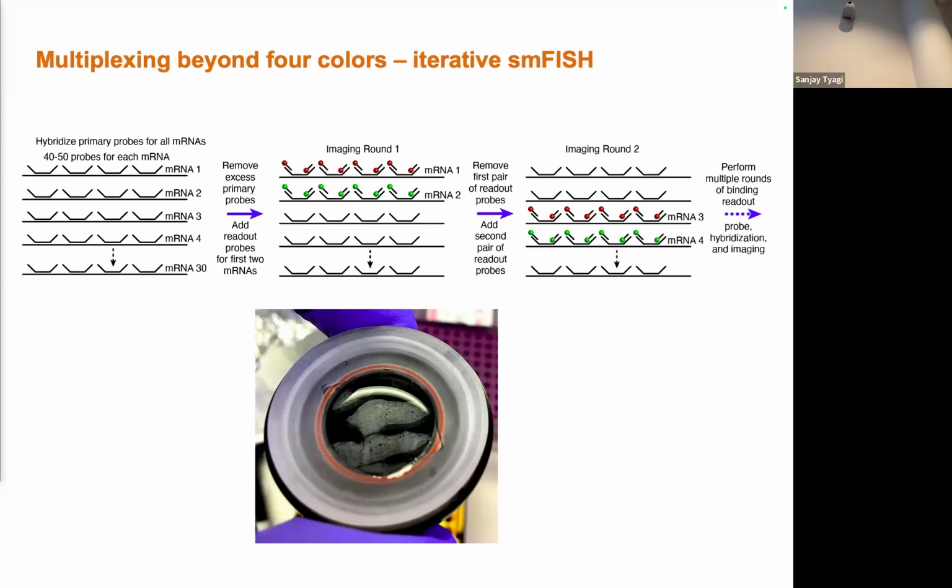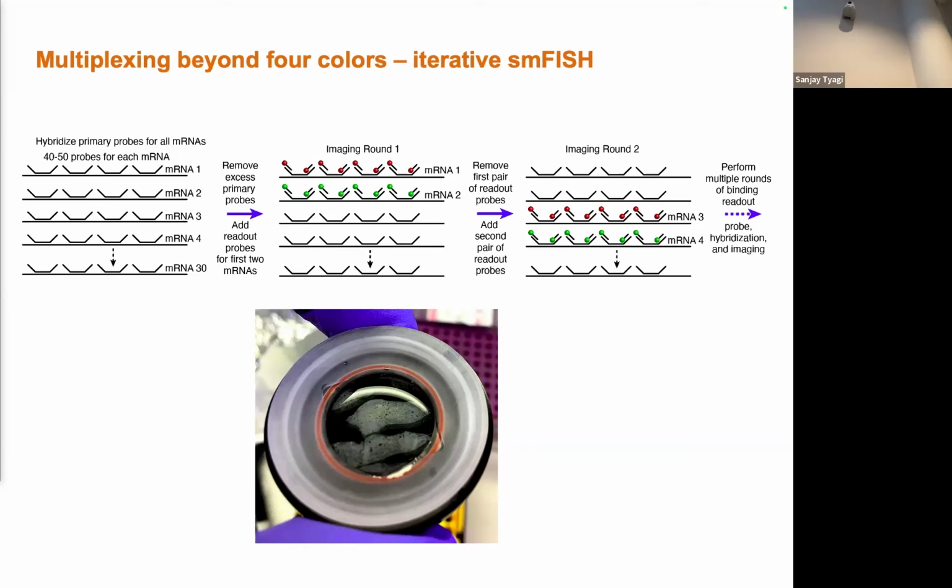So you add these probes, you wait the whole night, you wash the excess probes away, and then you add two labeled probes that will bind to the address tags of RNA1 and 2, and you will get a green and red signal. Then you erase those secondary probes and remove your signal, and you come with a second set of detector probes that will bind to RNA2 and 3, and you can slowly build up an image for 8 RNAs. And I think we can do it for 30 RNAs.